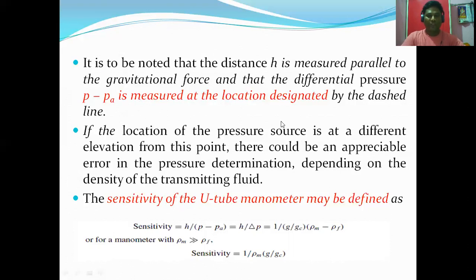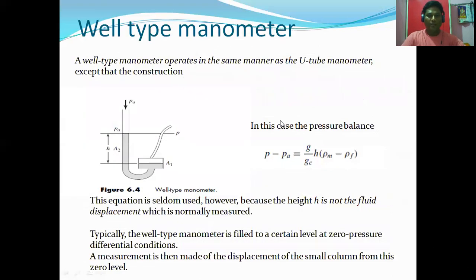The second type is the well type manometer. The well type manometer operates in the same manner as the U-tube manometer, except for the construction. The construction means it is not fully equal to the U-tube. The pressure signal comes from here, that is A1, so the pressure is passing from here to here.